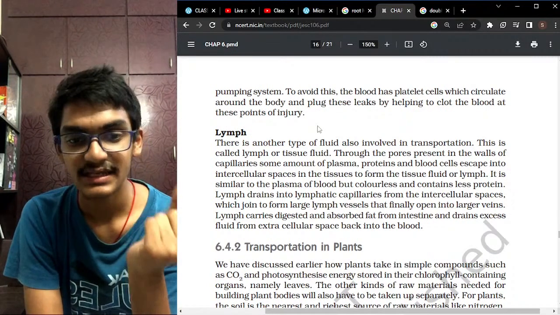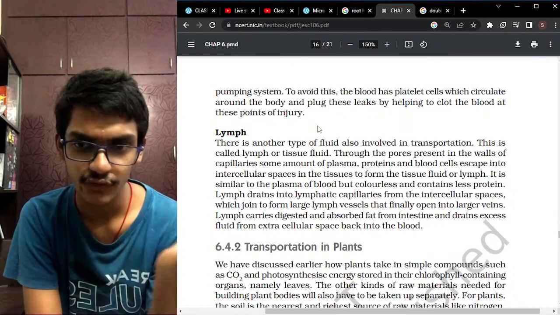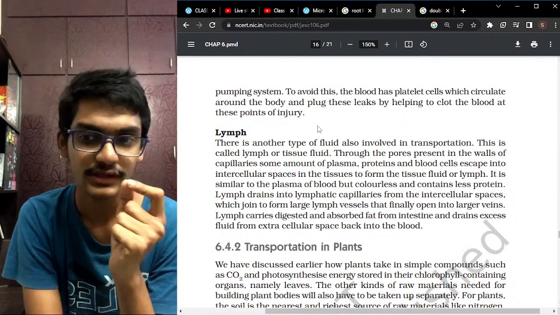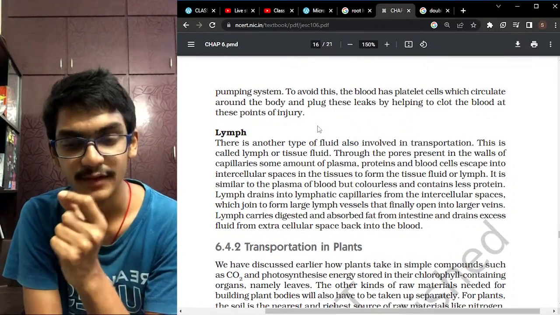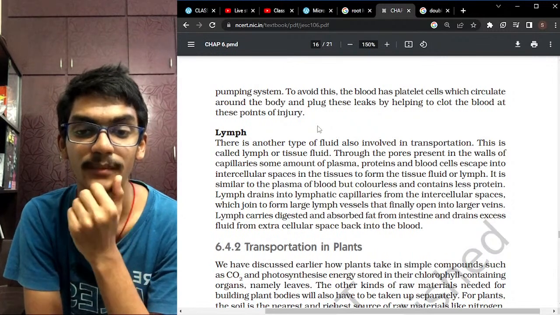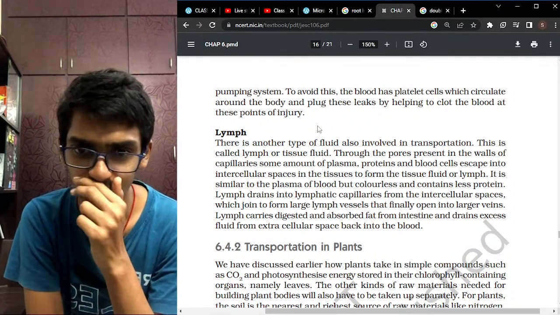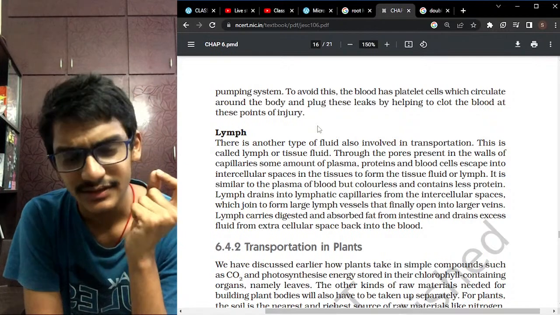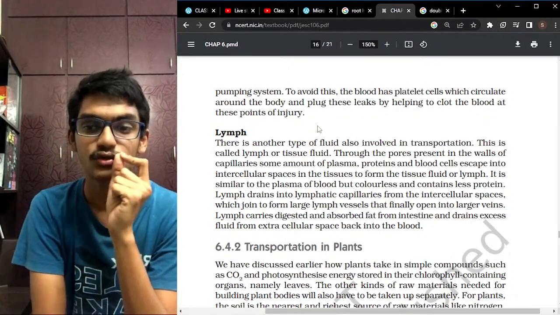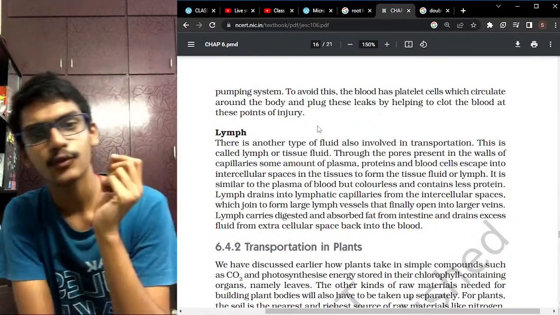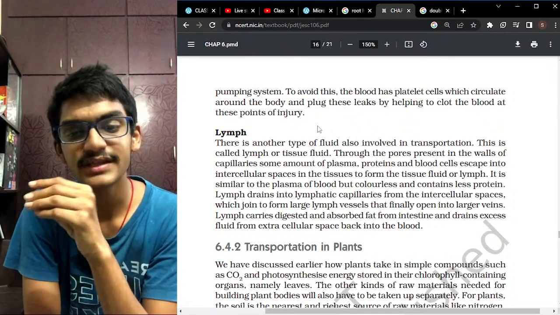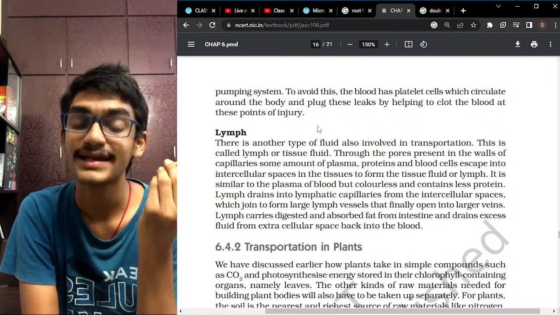This is called lymph, or tissue fluid. There are some pores present on the walls of capillaries, and some amount of plasma, proteins and blood cells will escape through these pores into the intercellular spaces and tissues, forming the tissue fluid called lymph.